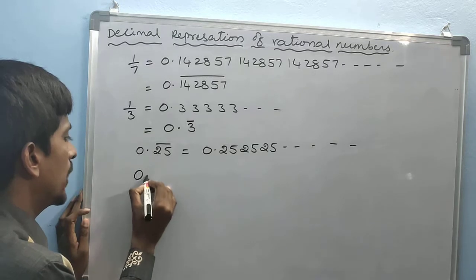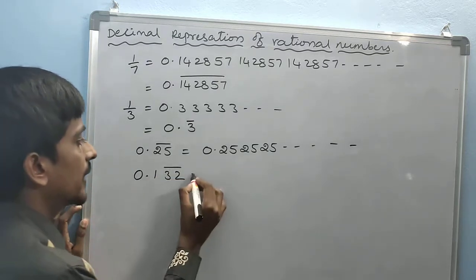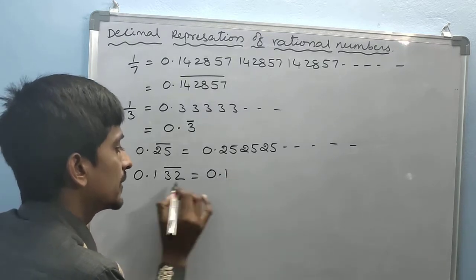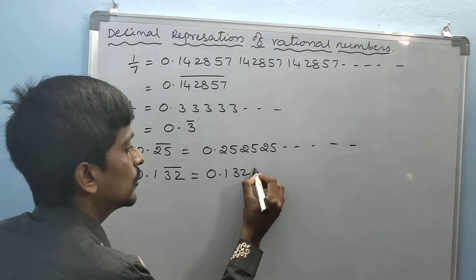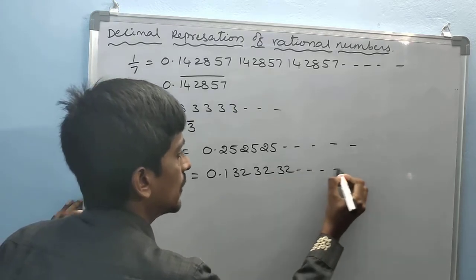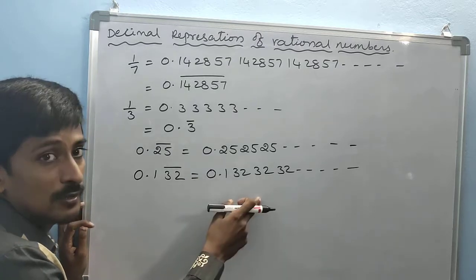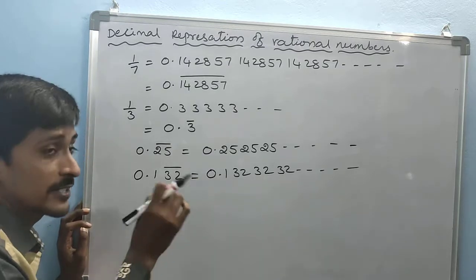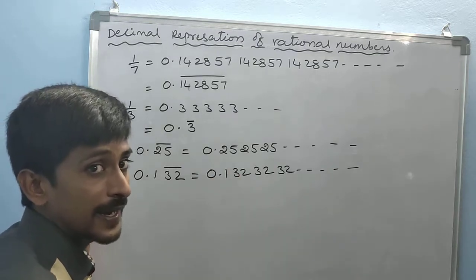For example, 0.132 with bar on 32, that is 0.1 and 32 bar. The bar is on 32 only, so it is 32, 32, 32 and so on. Don't write 132, 132, 132. Whichever digits are under the bar, only those digits repeat again and again.